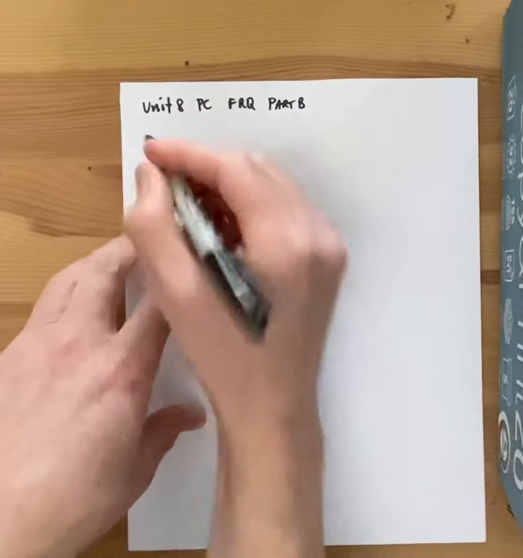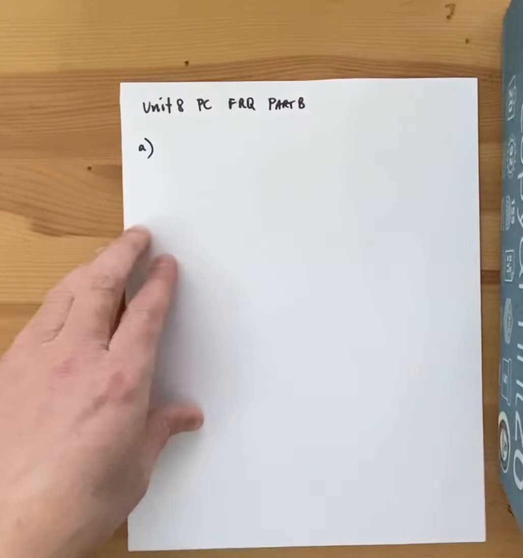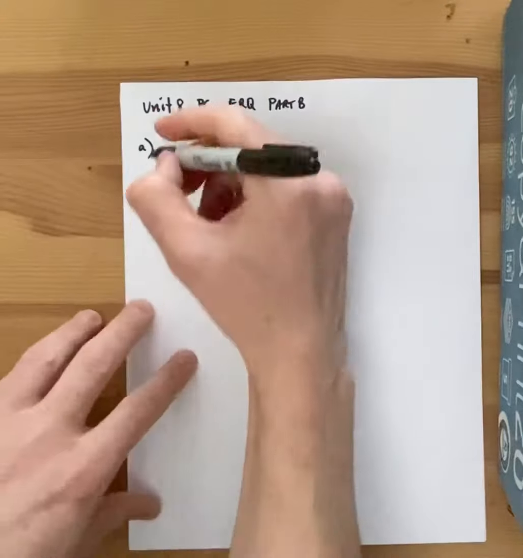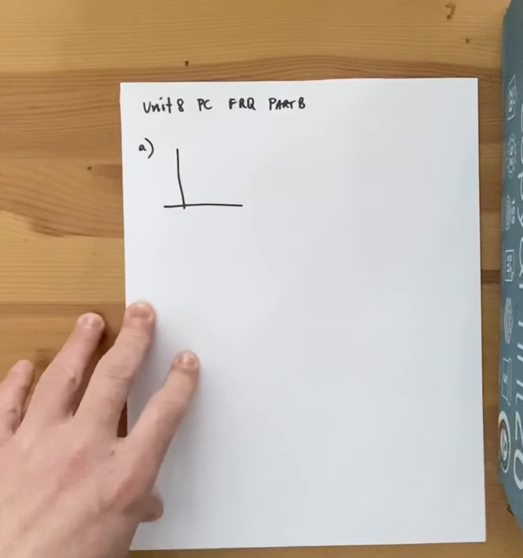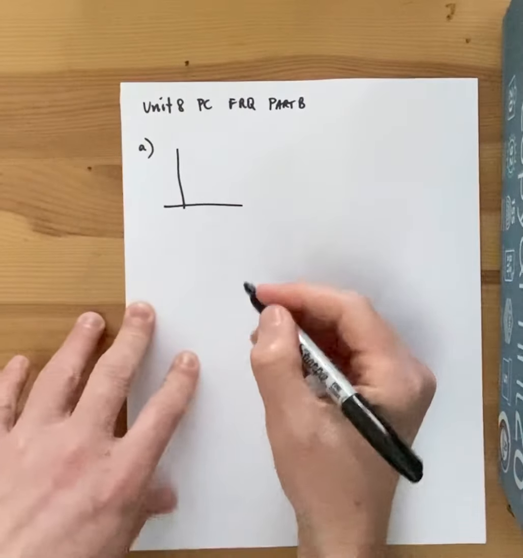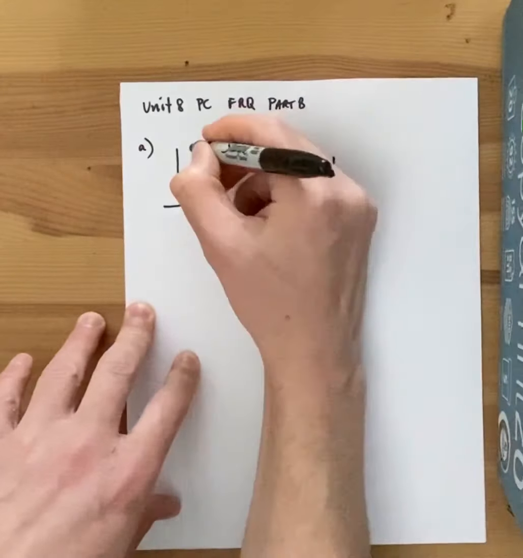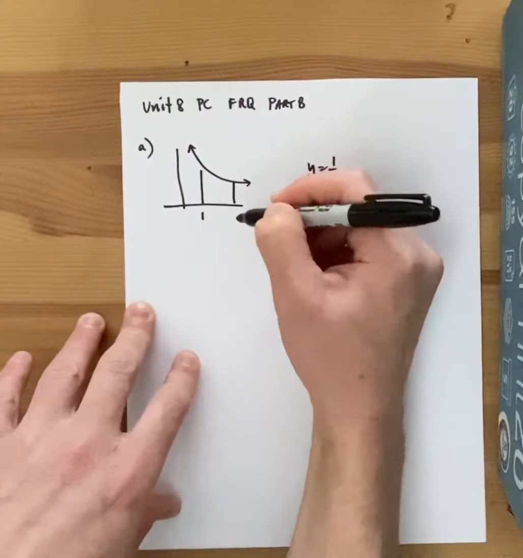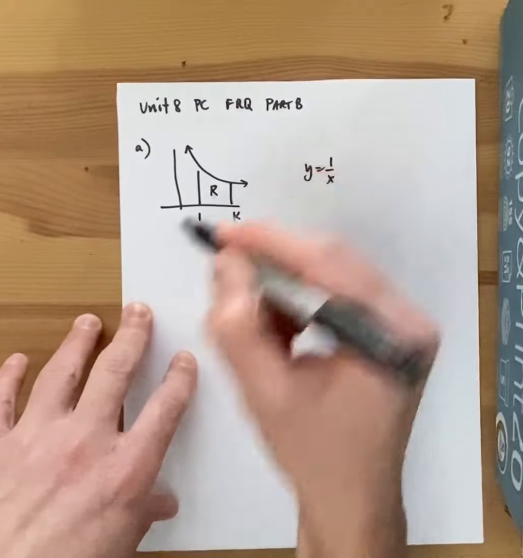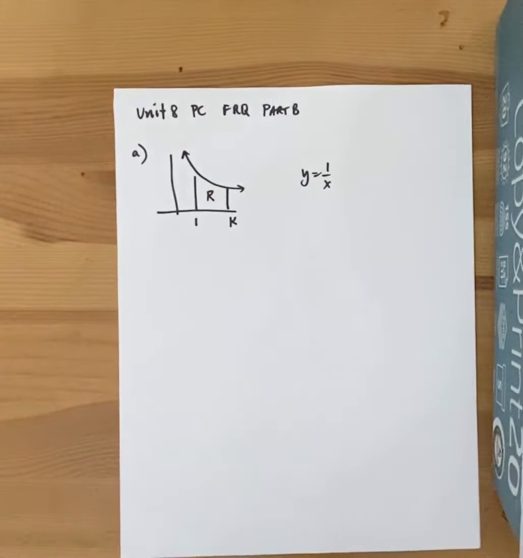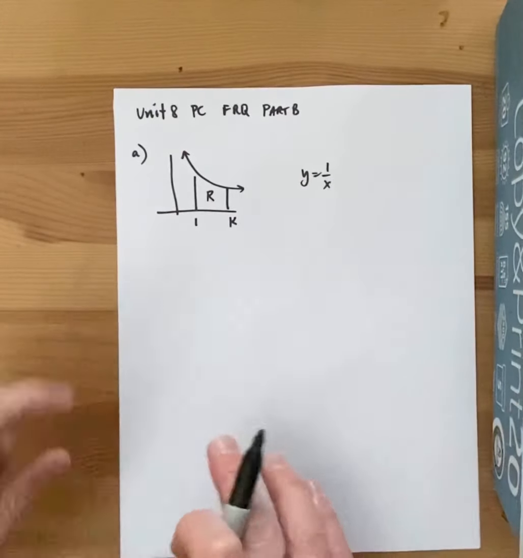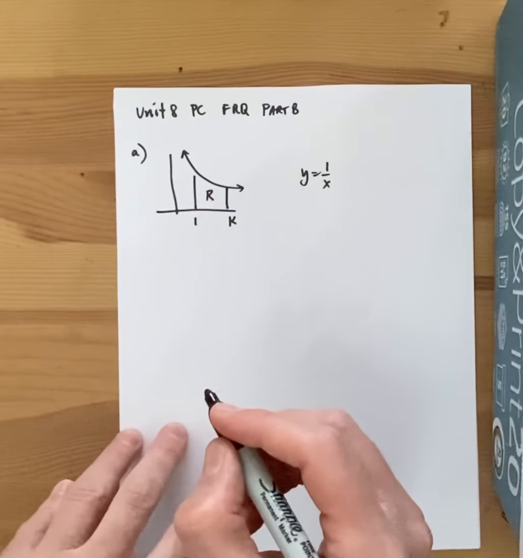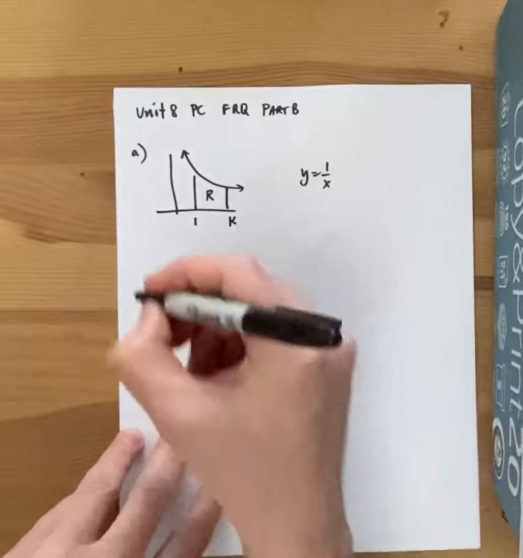Okay, so let's look at the first part. I see that they give us a graph of 1 over x. And then they have this region R from 1 to K. K is greater than 1, so it's going to be to the right of 1. And they want us to find first the area of the region R.